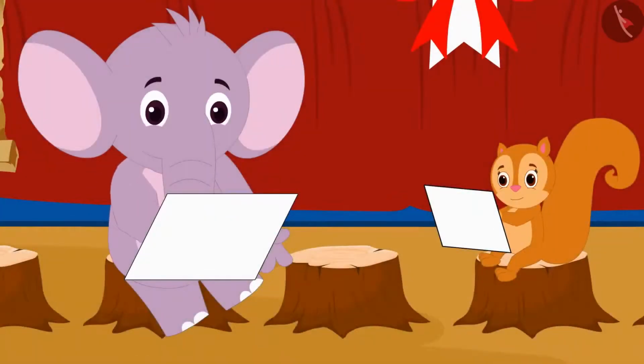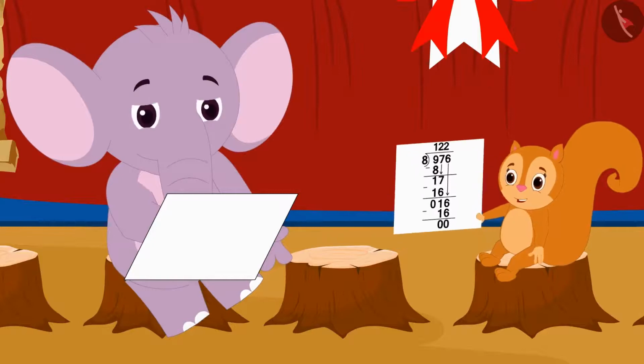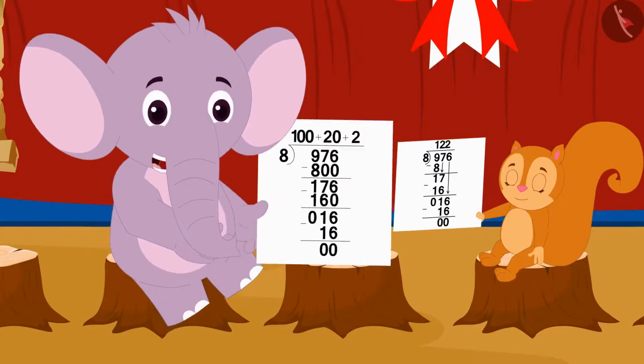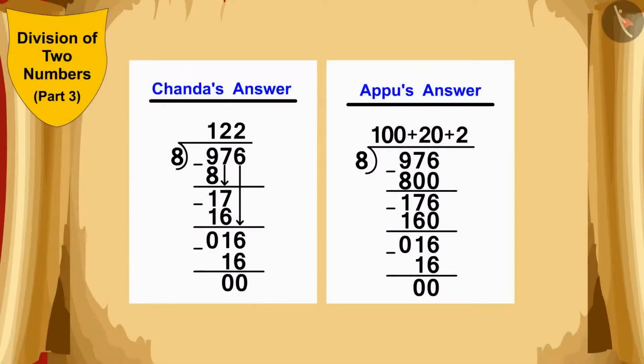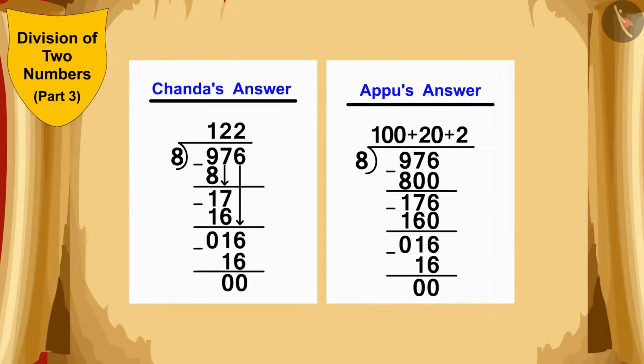Both Chanda and Appu started looking for answers to 976 divided by 8. "I found the answer, Appu. See this?" Chanda told Appu. "I also found the answer, Chanda," Appu showed his paper to Chanda. What is this? Both Chanda and Appu have used division in different ways. Let us see if the answer from both their division methods is the same.